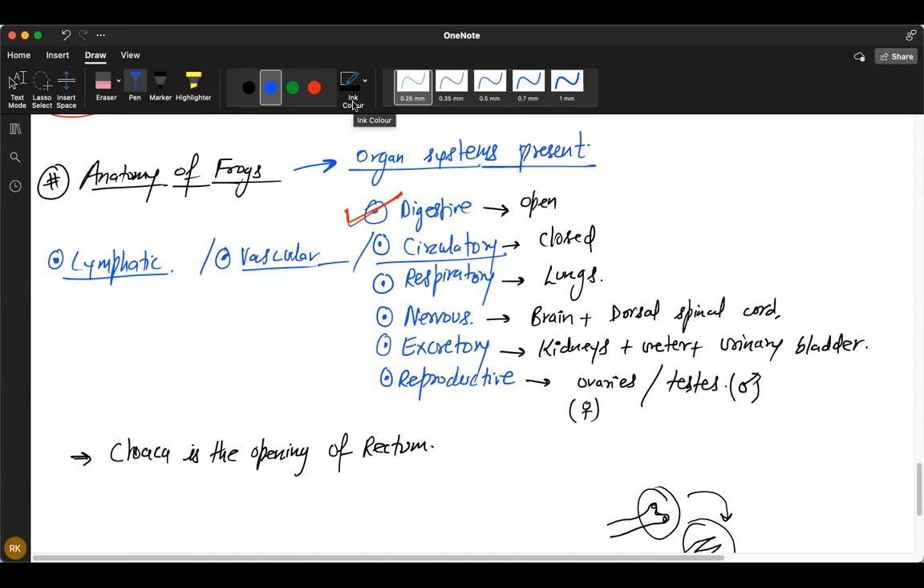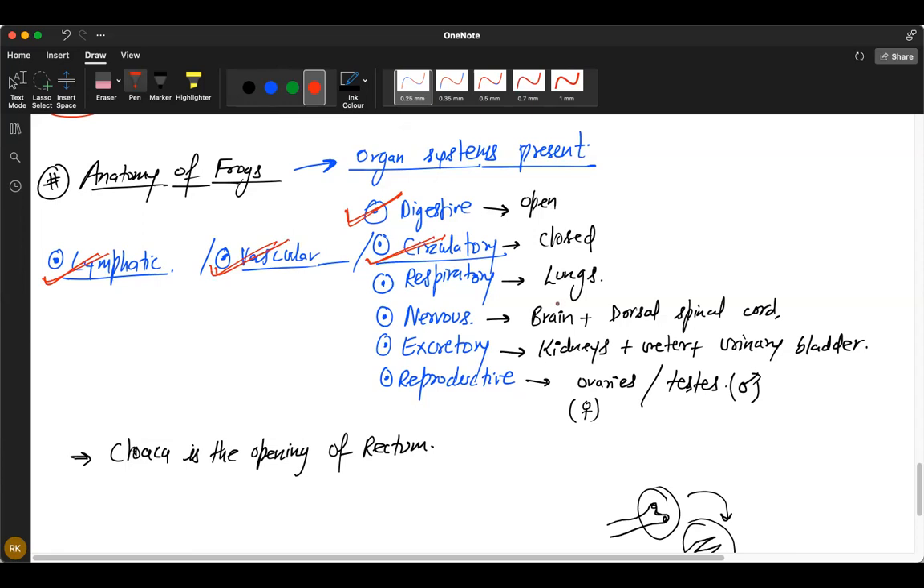But the difference is that the RBCs of the frog have a nucleus. They have nucleated RBCs, right? Frogs have nucleated RBCs. And the similarity is that they also contain hemoglobin like us. Okay. Perfect. So that's about, I think, are we missing something? No. Okay. So lymphatic and circulatory system is done.